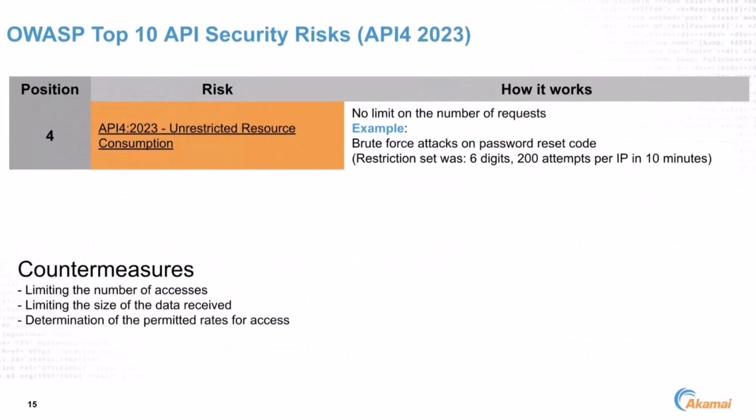API 4 is unrestricted resource consumption, which means the resource behind the API endpoint can be repeatedly accessed with no limitation. This can lead to brute force attacks, denial of service attacks, and it's the next step in the attacker kill chain once a vulnerability is found and validated, to repeatedly and programmatically exploit it over and over again in order to scale up the data breach to millions of impacted users.